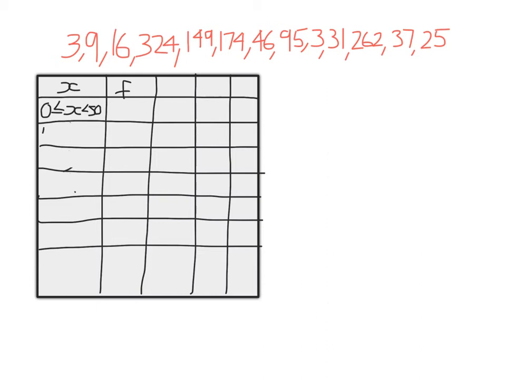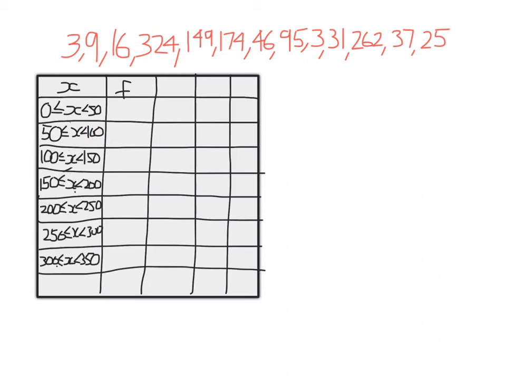So the next group would be 50 is less than or equal to X, which is less than 100. We read that X is between 50 and 100. This time it includes 50, but not 100. And we'll do likewise for the next few groups. So let's go and find the frequencies for each of these groups.